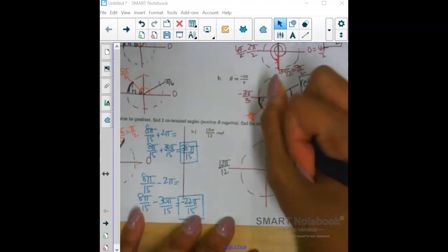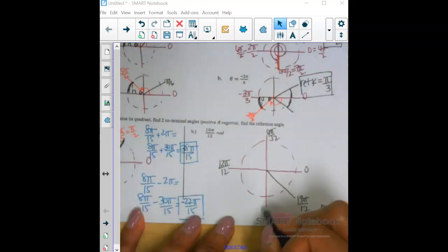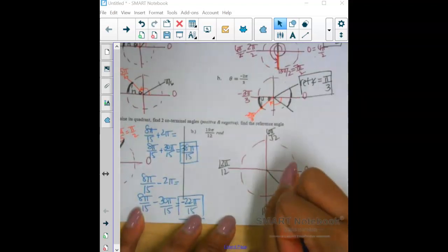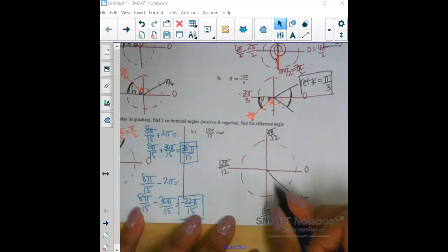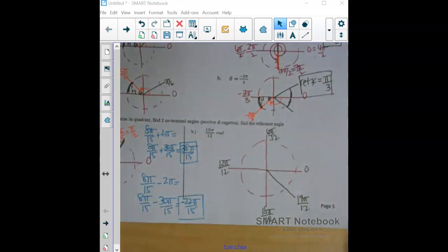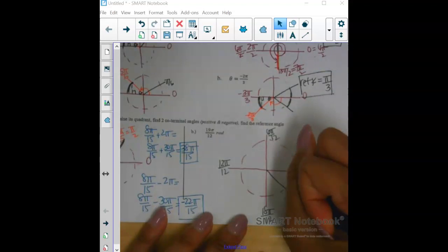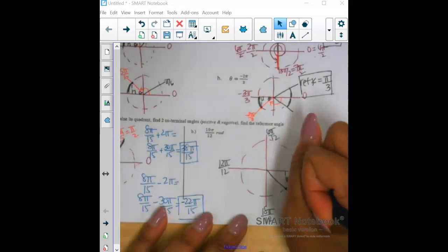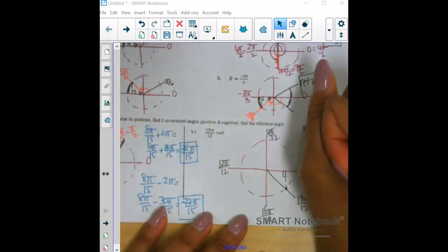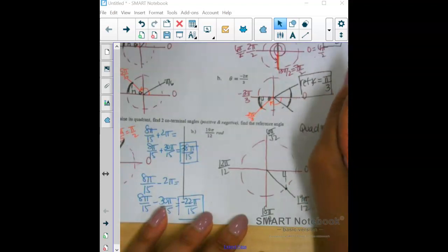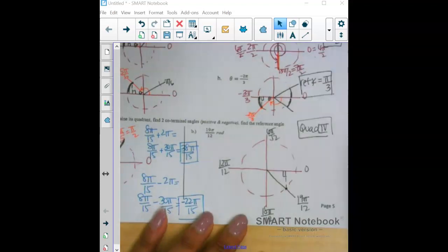If you think about it, this is 6 pi over 12. Down here would be 18 pi over 12. So I probably should have put this a little closer, but it's okay. So the next thing you should have done was found out what your reference angle is. So let me write this out. Jesus told me this is in quadrant 4, so let me write that out. Quadrant 4, that's one of my answers.